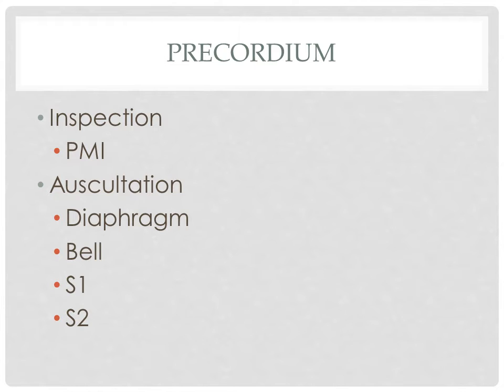Really important for you guys to remember, S1, beginning of systole, the AV valves close, and it is loudest at the apex. So, remember when you're going to be hearing your S1. Again, it's at the beginning of systole, when your AV valves close, and it is loudest at the apex. As far as your S2, that's going to be heard at the end of systole when your semilunar valves close, and it is loudest at the base.